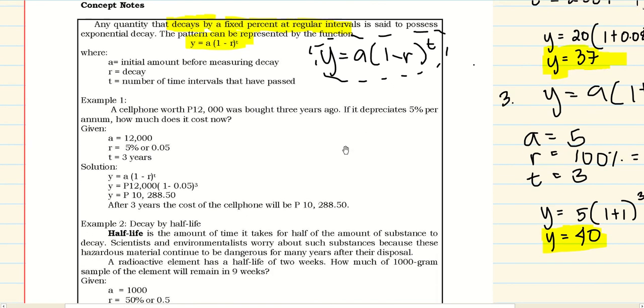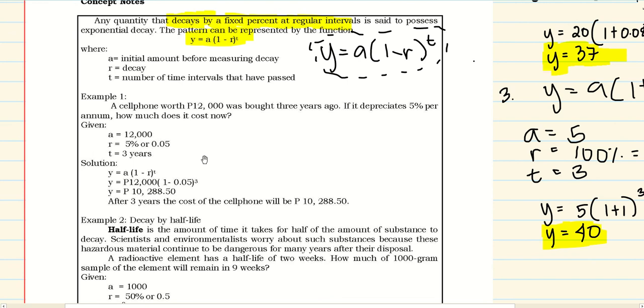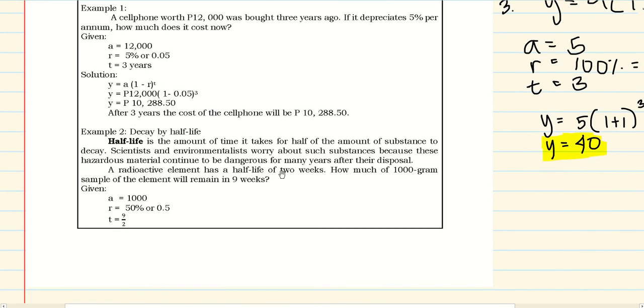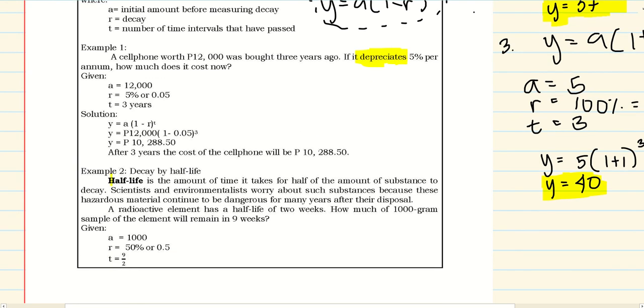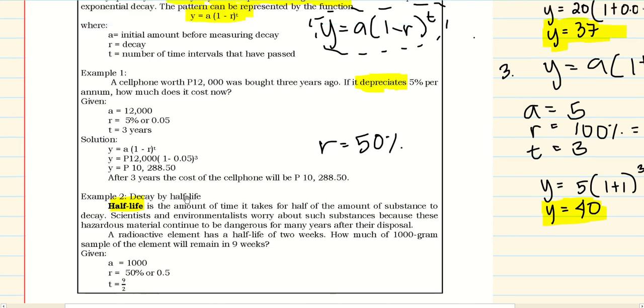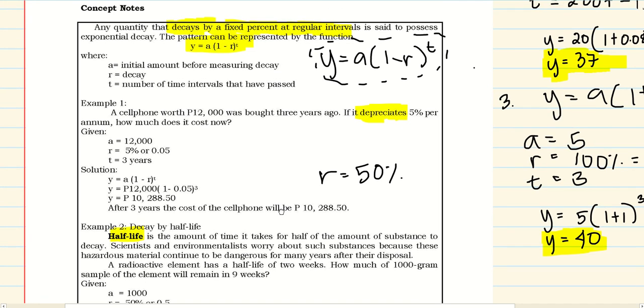So this is an example. You may try to read this. Another word is depreciates. Here we have half-life. If we're talking about half-life, it means the rate is 50%.